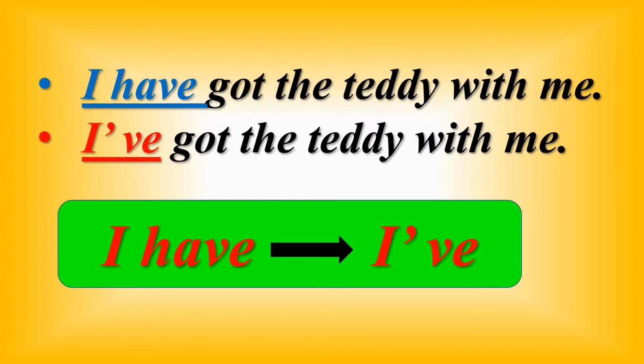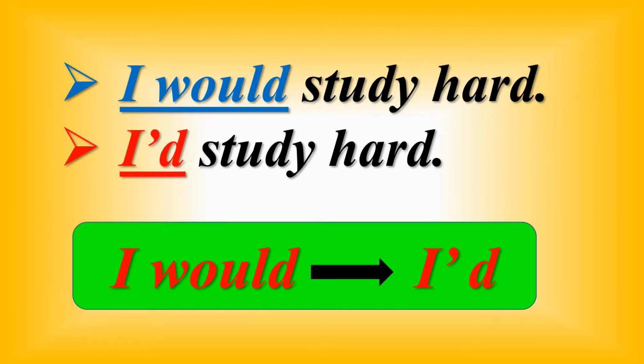Next example, I have got the teddy with me. We have written the same sentence using the contraction, that is I apostrophe ve, I've got the teddy with me. Here, instead of writing the full form, we have used a short form, that is I apostrophe ve, I have. Next example, I would study hard. The same sentence written using a contraction is, I apostrophe d, we used a short form of would, that is d. I'd study hard.